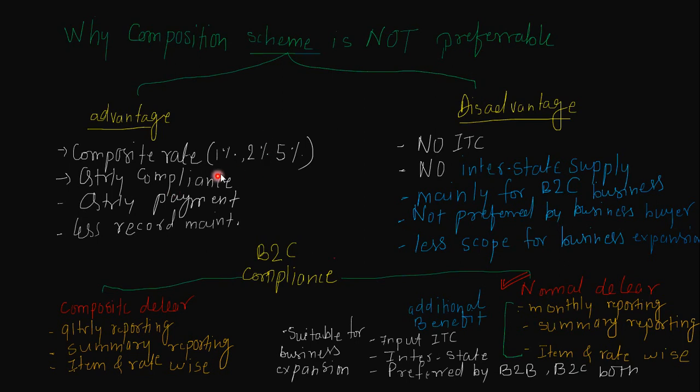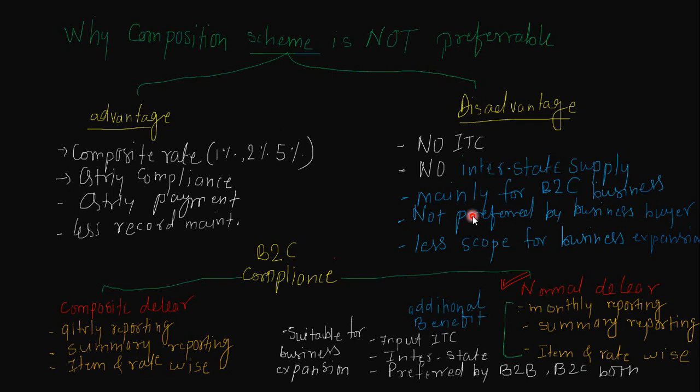Whatever charges, 1%, 2% or 5%, you charge them will become a cost to them. Apart from that, since you don't have ITC available, you won't be able to set off your input credit. So whatever you have procured for providing the service is a cost, and whatever you pay on output is also a cost. Since you will pass this cost to your buyer, no business buyer will prefer to buy from a composite dealer. Then there is less scope for business expansion. Why do I say less scope?